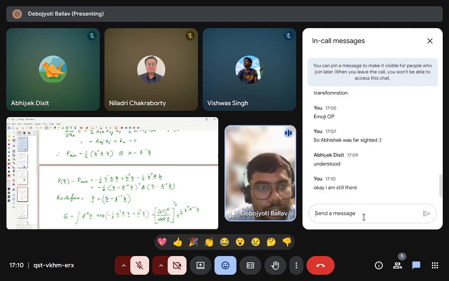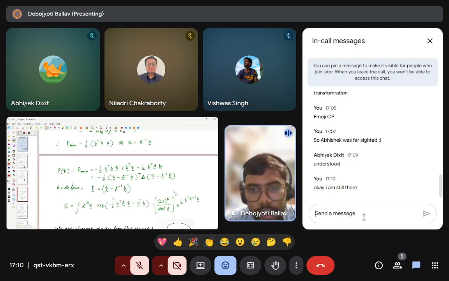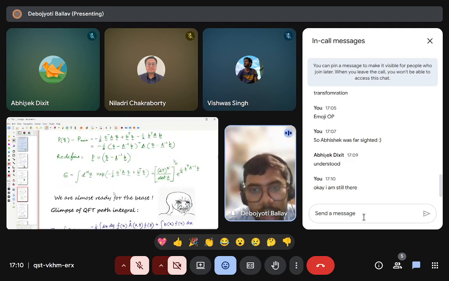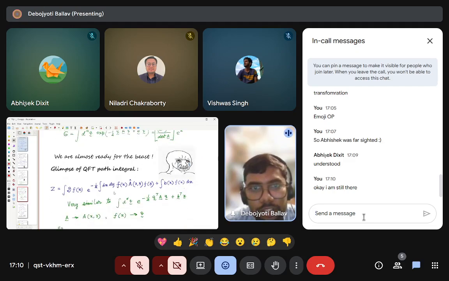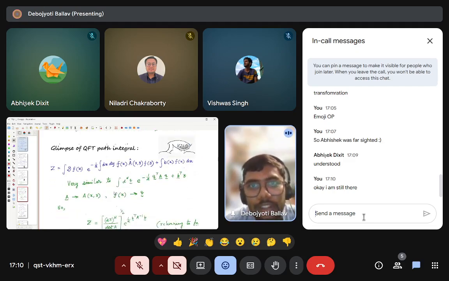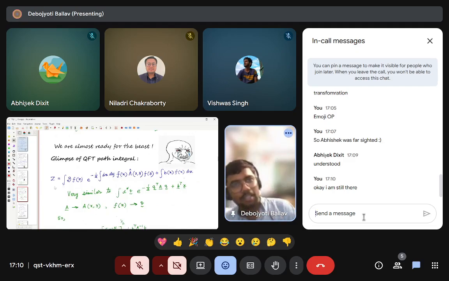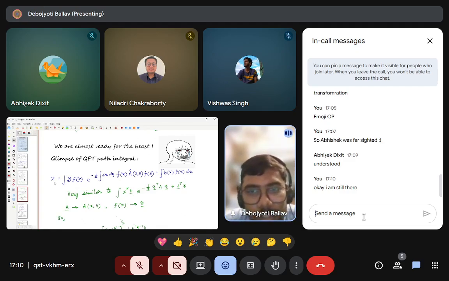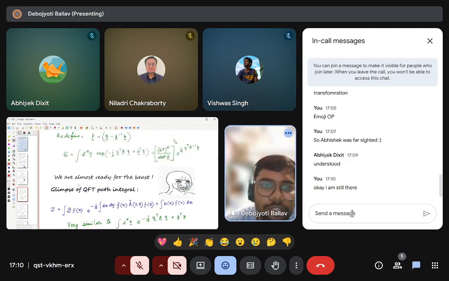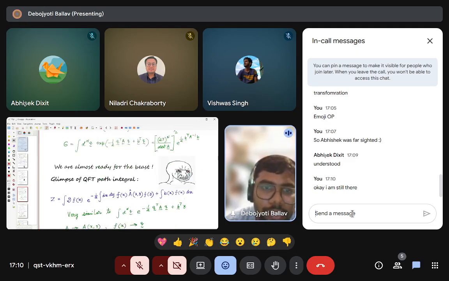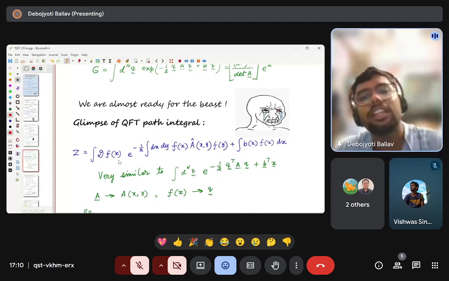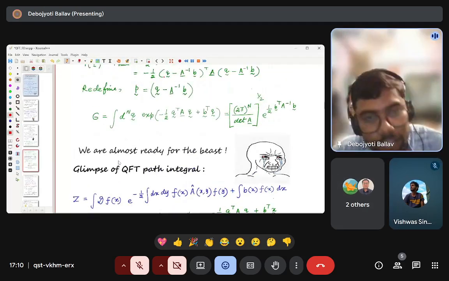Now, the last kind of generalization we have will give you a glimpse of quantum field theory. We are almost ready for the beast. Now, I'll give an integral which is defined by Z, for notational convenience in quantum field theory, and that integral has a function instead of this q array. Now we generalize this in terms of infinite dimensional arrays.